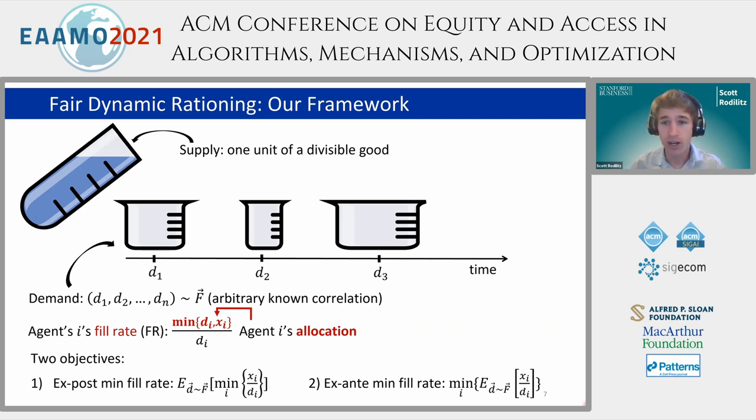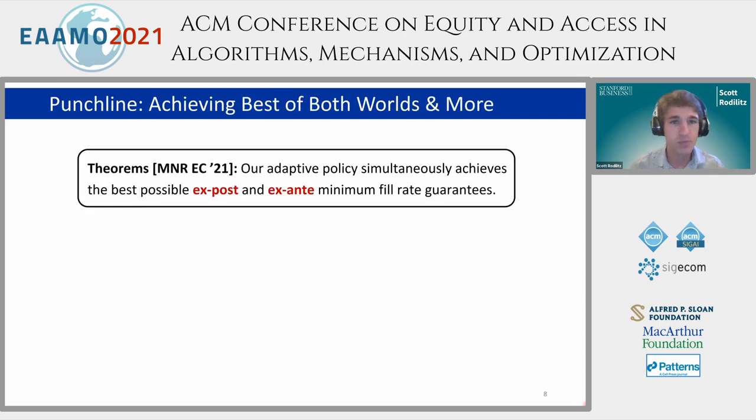All right, so that's our framework. I'm going to jump right into our main result. In the paper, we designed an adaptive policy which simultaneously achieves the best possible ex post and ex ante minimum fill rate guarantees. Said another way, no sequential policy can guarantee a better ex post or ex ante minimum fill rate. So not only do we have strong theoretical guarantees with our policy, which I'll introduce to you in a moment, it's also practically appealing.